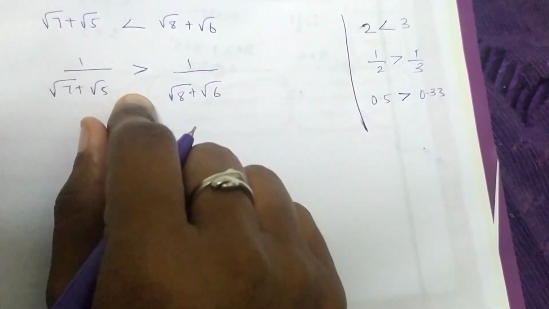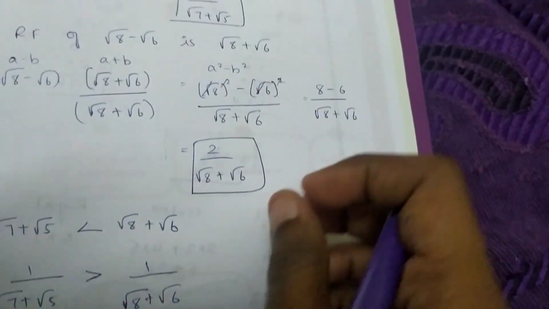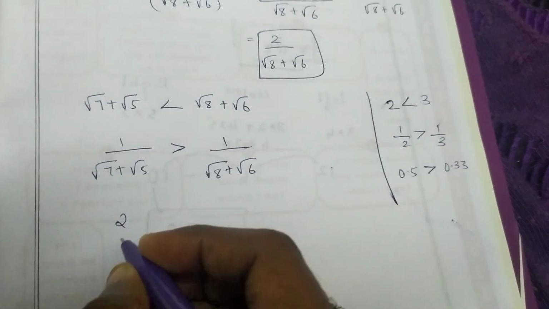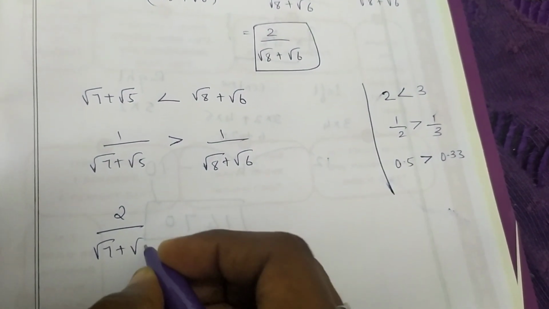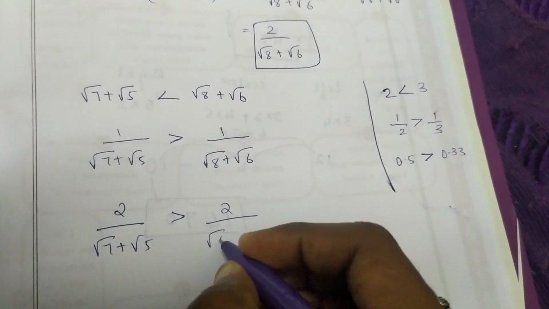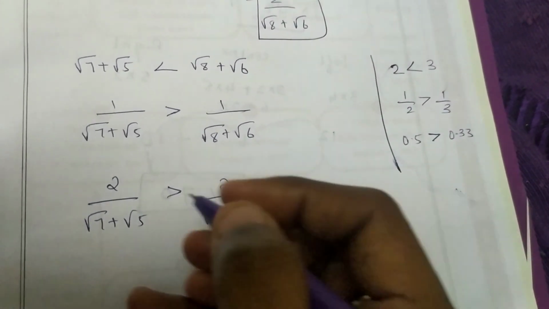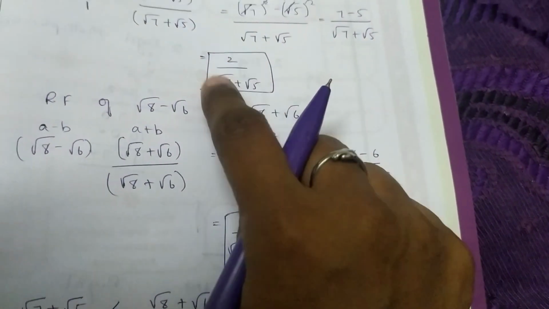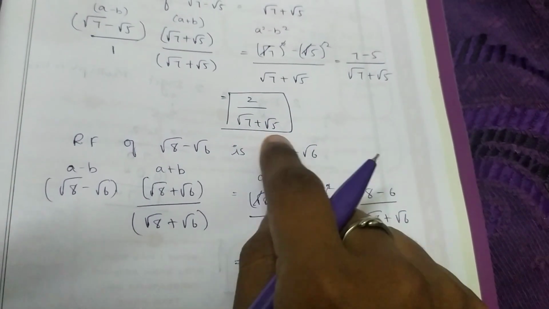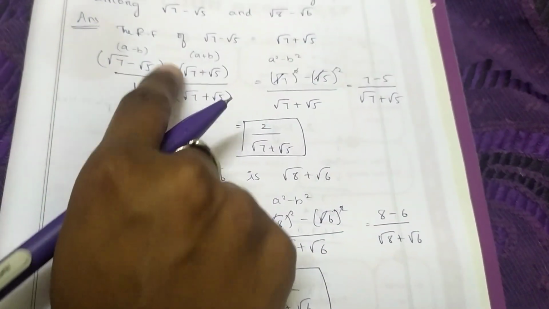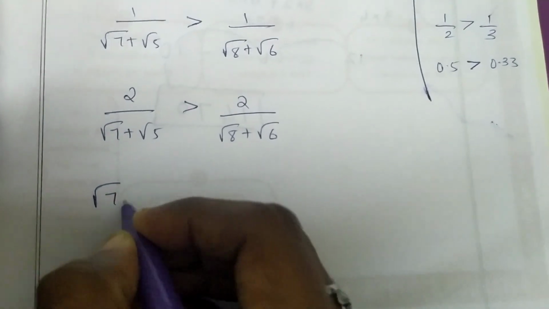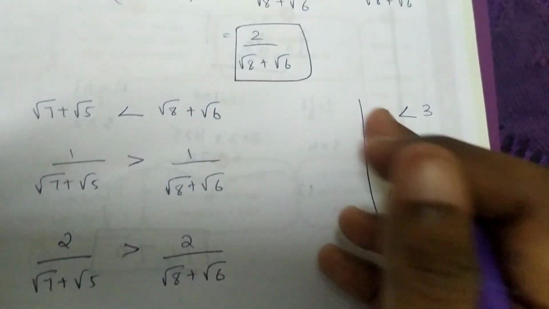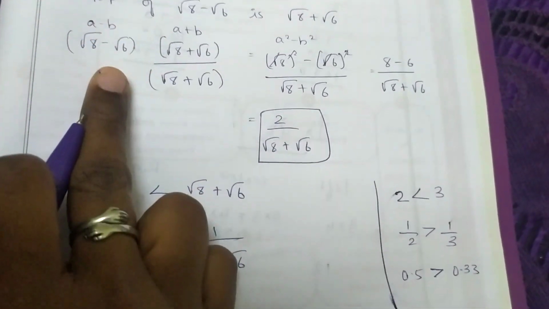Then you have to multiply by 2, because I have to compare these two numbers only. When you multiply, you get the same symbol. Therefore, this is the greatest. This means 2 by root 7 plus root 5, which comes from root 7 minus root 5, is greater than root 8 minus root 6, because this value is compared to root 8 minus root 6.